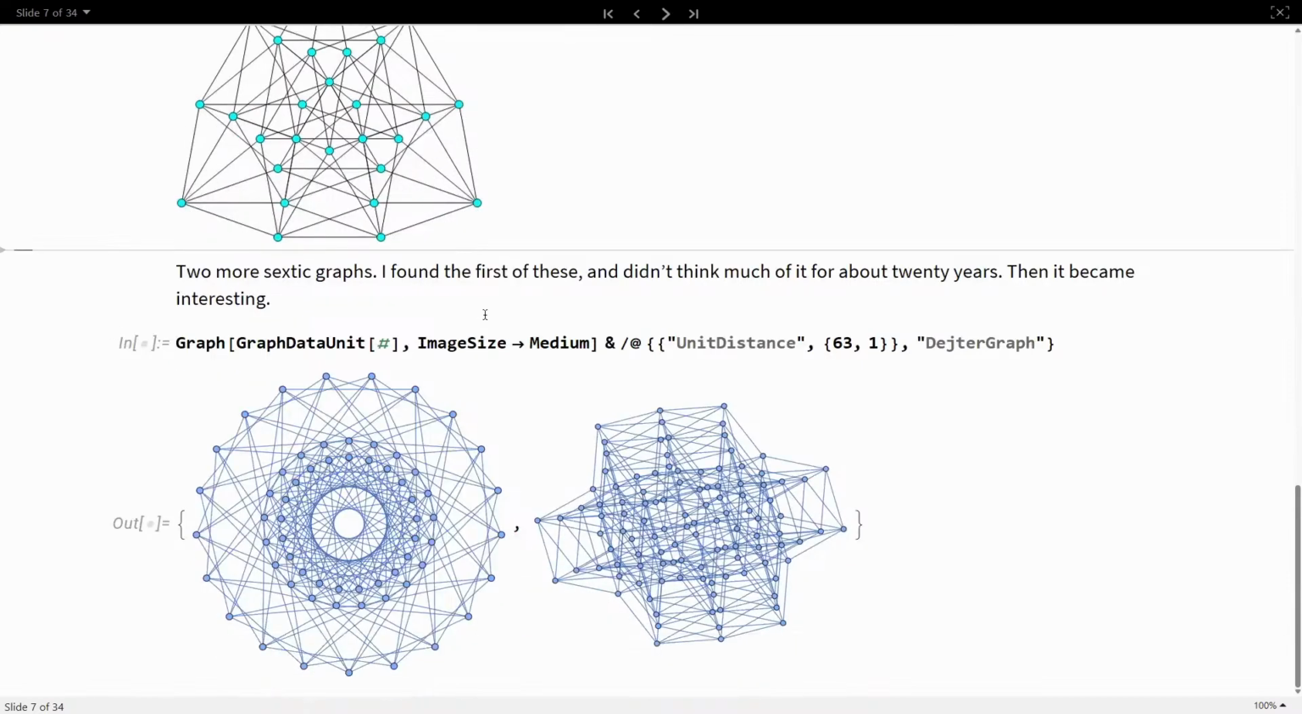Here are 2 more sextic graphs. This is one I found about 25 years ago. I was just basically running a search for how to do star polygons that would link to different levels of each other. And I noticed this one. And this got put into graph data back at the start, and it wasn't all that interesting a graph for about 20 years, but then it became important later.